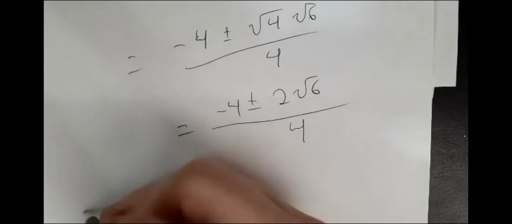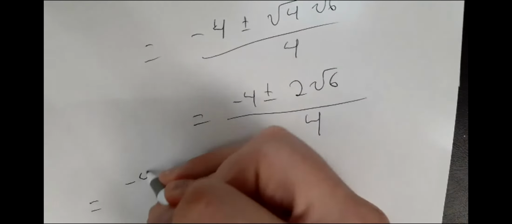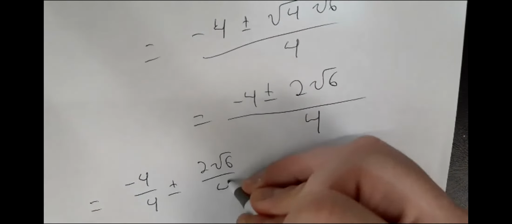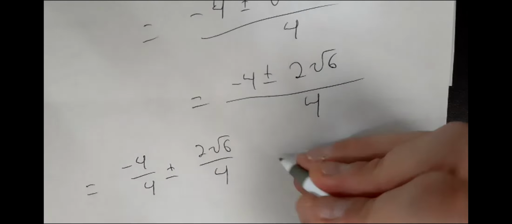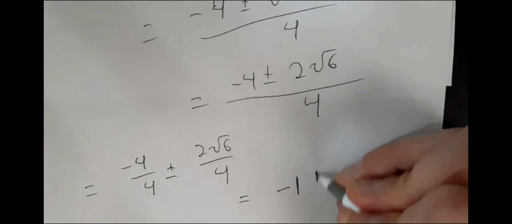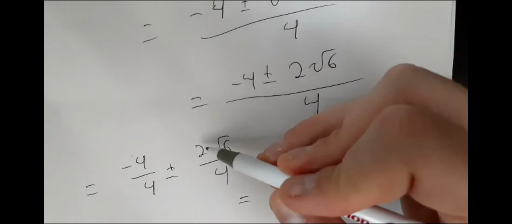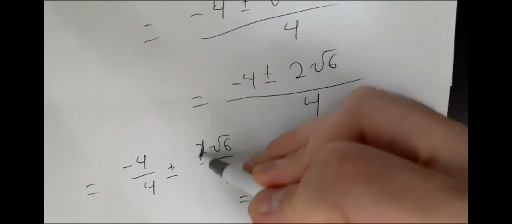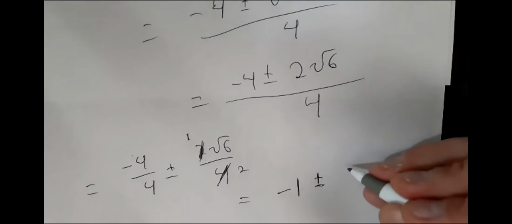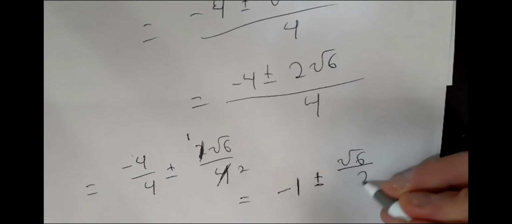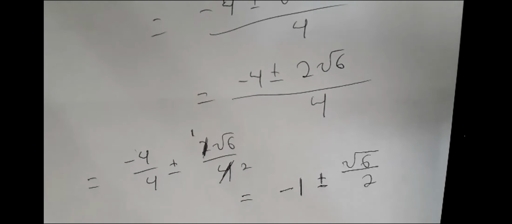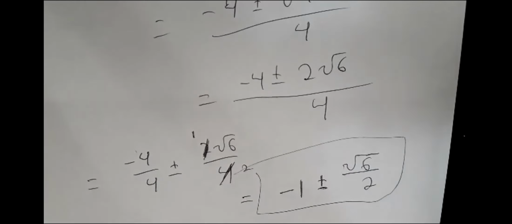And now I'm looking at this thing, I can separate it into minus 4 over 4 plus or minus 2 root 6 over 4. If I'm looking along here, this is a minus 1, and I have a plus or minus. And I can clean this up. This I can divide by 2, and this I can divide by 2. So this is going to look like root 6 over 2. And that's my final solution after I do the quadratic.